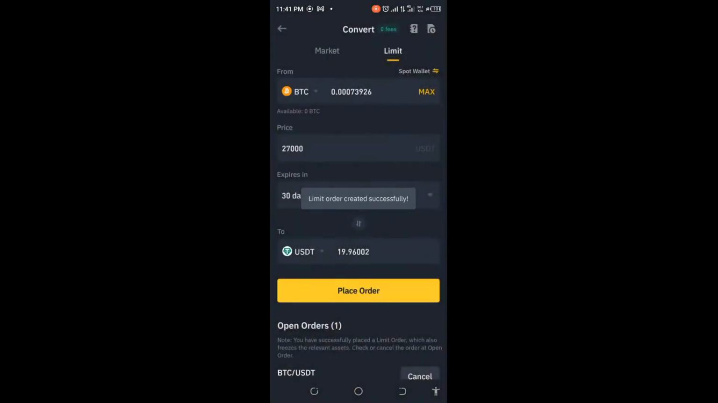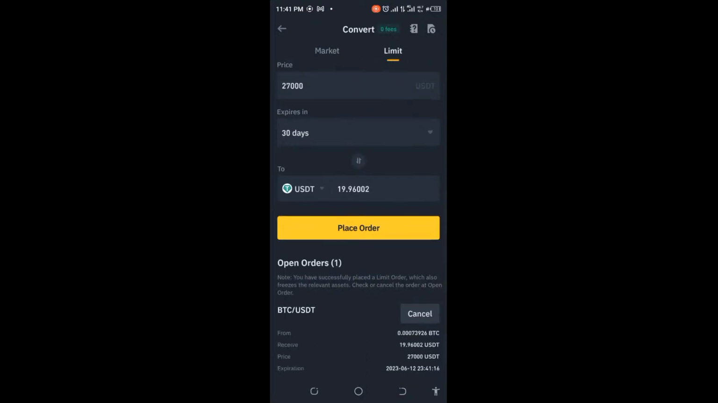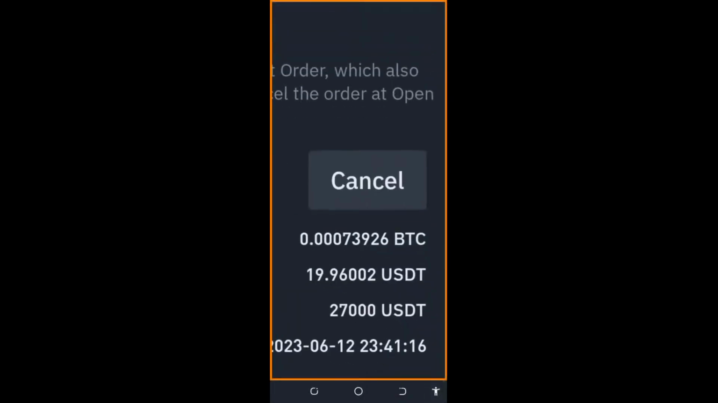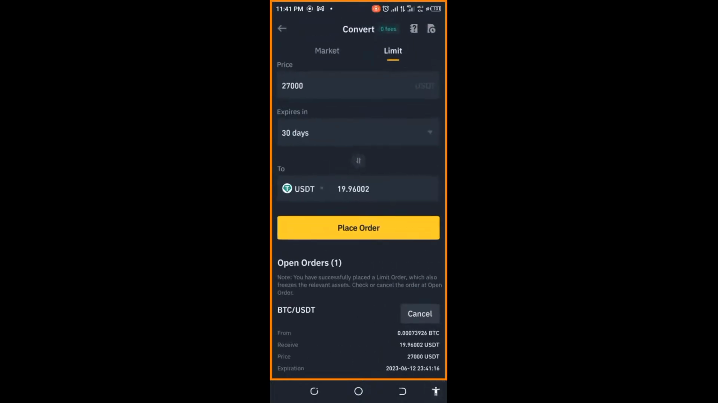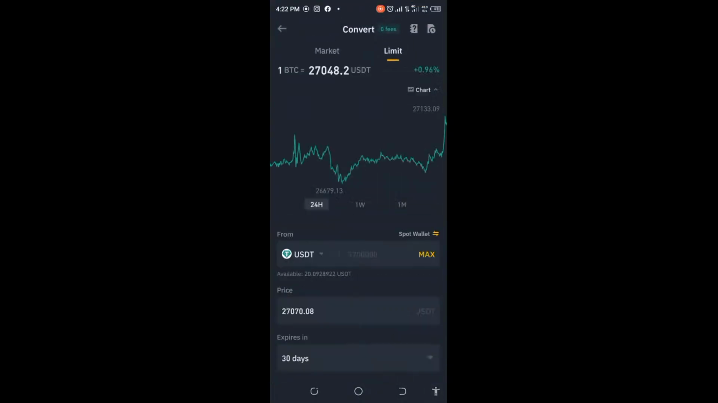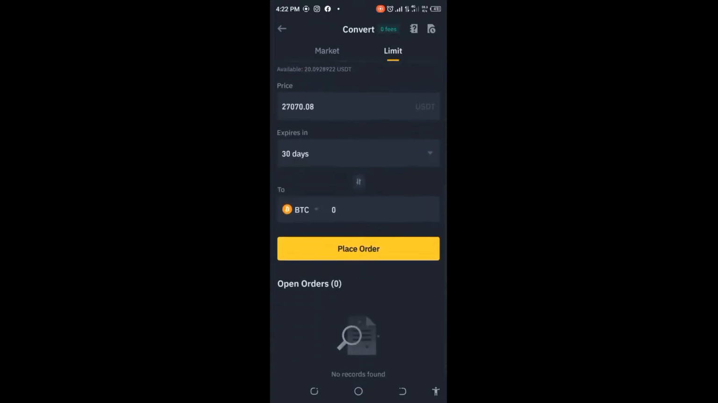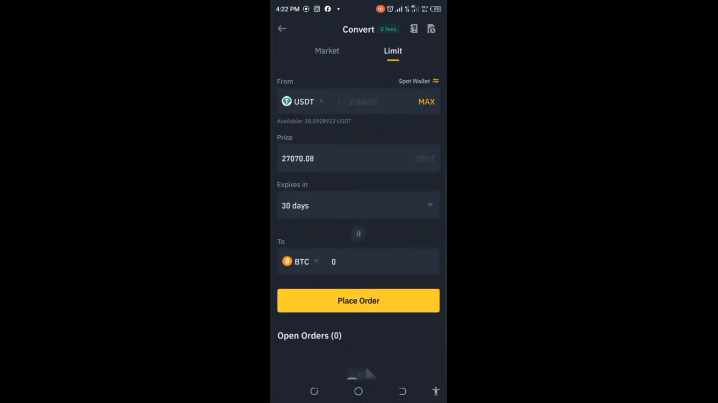So this is supposed to give us 19.96, which is like 10 cents more. Well, let's see how this goes. I'll be back to give you the results. Yes, I'm back, and it has already converted. Okay, yeah. So I guess you're seeing how to do this conversion by limits, right? Because I ain't doing conversion directly, because if you're going to do conversion directly, it's going to give you by market price. Okay, so right now it has hit 27 and it's already converted.